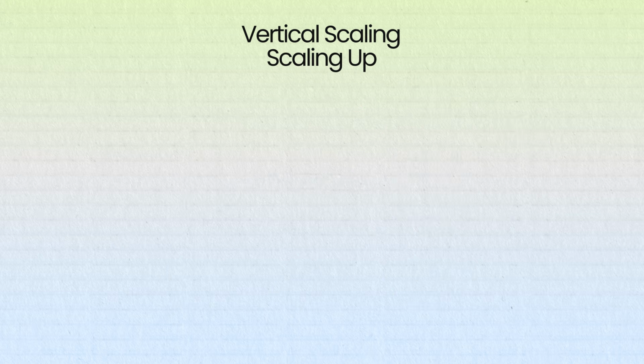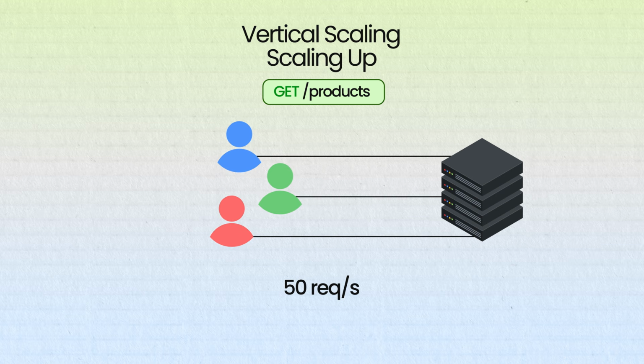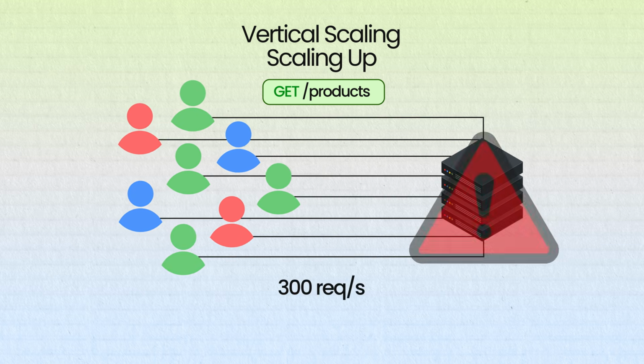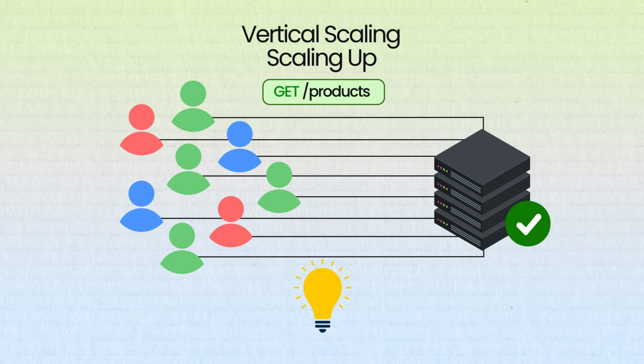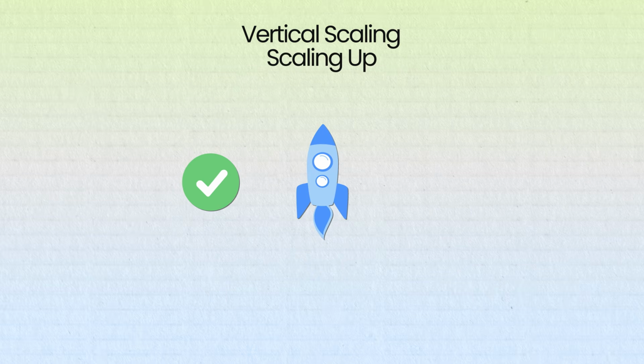For example, imagine your API endpoint for getting products. At first, it handles 50 requests per second, and then traffic grows, and now it needs to handle 300 requests per second. If the server has enough room to upgrade, vertical scaling may solve the problem quickly. You move to a stronger server, and the API can handle more traffic. That's why many projects start with vertical scaling. It's simple, fast, and for small to medium applications, it can work very well.